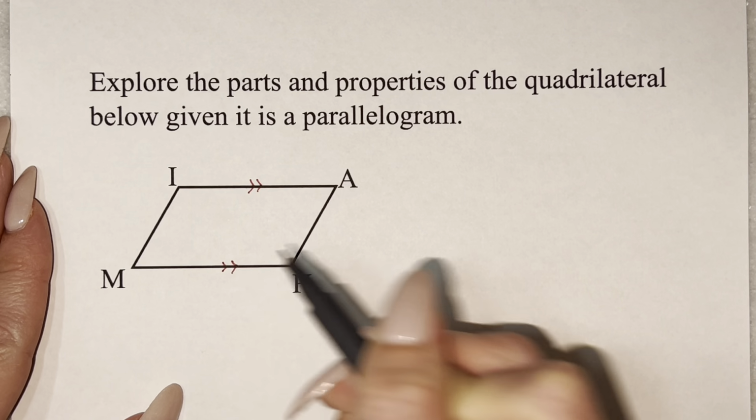Right, so if I told you that the whole thing was 30, this little part would be 15 and this little part would be 15. And I could say that about this one too. I could say that IG is equal to half of IH. So hopefully that makes sense in terms of how those diagonals will work within a parallelogram.